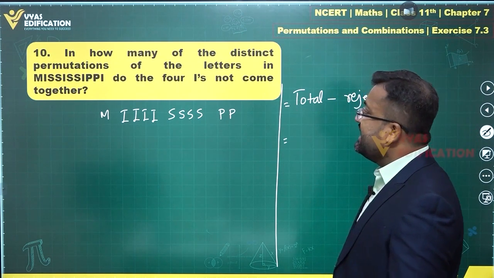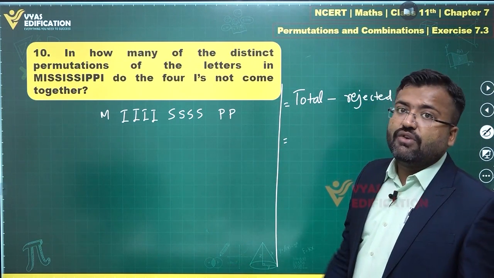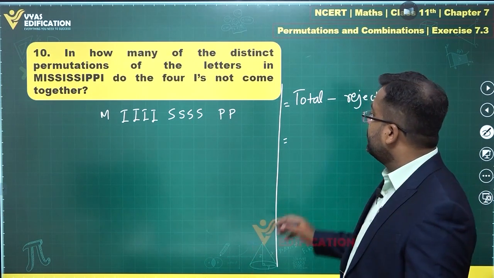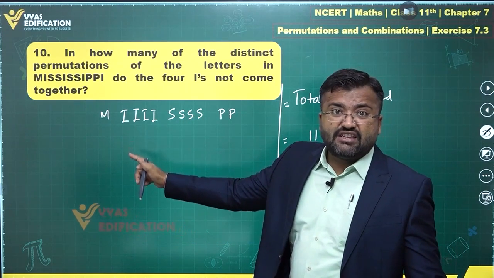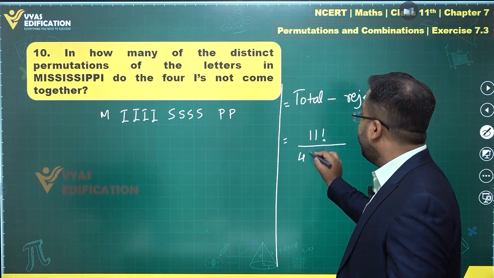Total number of ways is arranging these 11 alphabets at 11 places. So what you'll have is 11 factorial over repetition of I's. There are 4 similar I's, so we'll have to divide by 4.